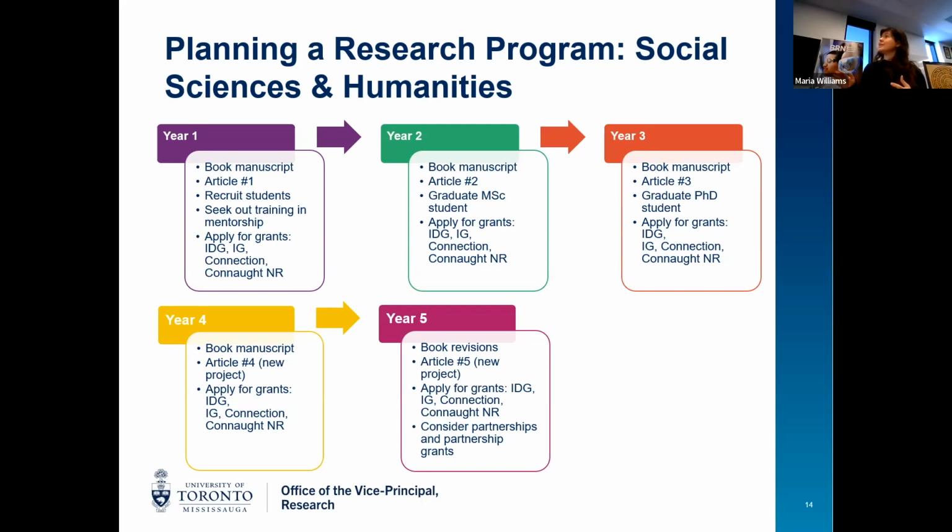Sorry, there is a typo on the slide. MSc is not appropriate, but if you have a master's student, they might be graduating now. You might continue to recruit students. You may continue to apply for grants.